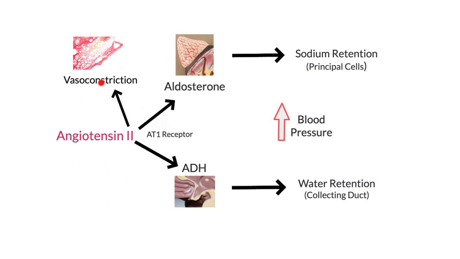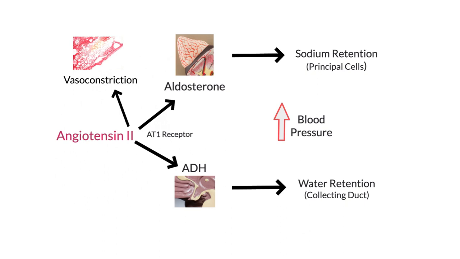So when it binds this receptor on blood vessels, it's going to cause vasoconstriction. When this occurs in veins, it's going to increase preload to the heart. And when it occurs in arteries, it's going to increase total peripheral resistance.